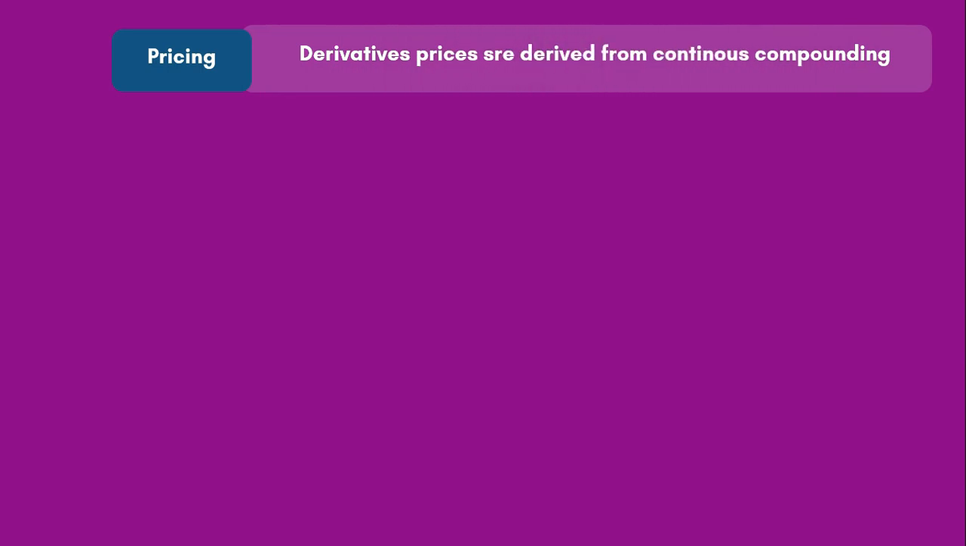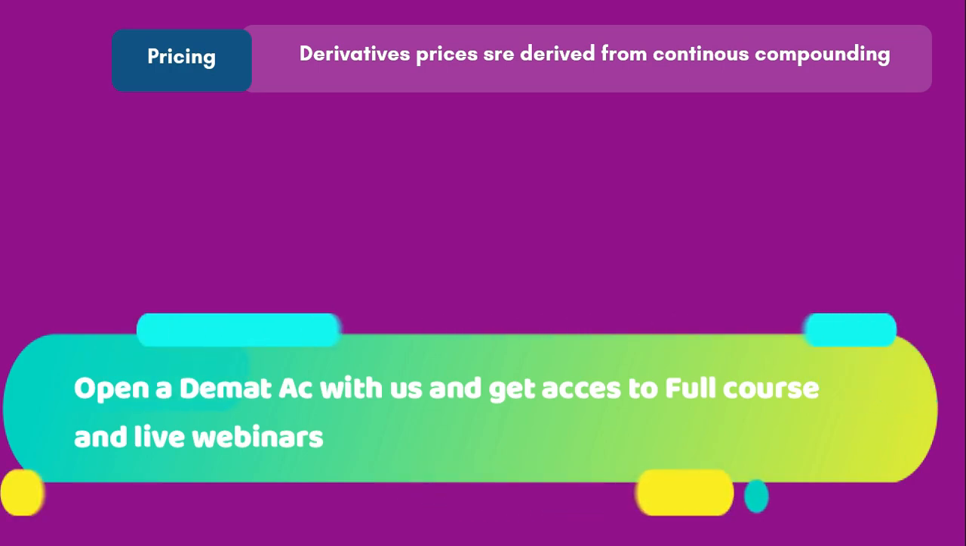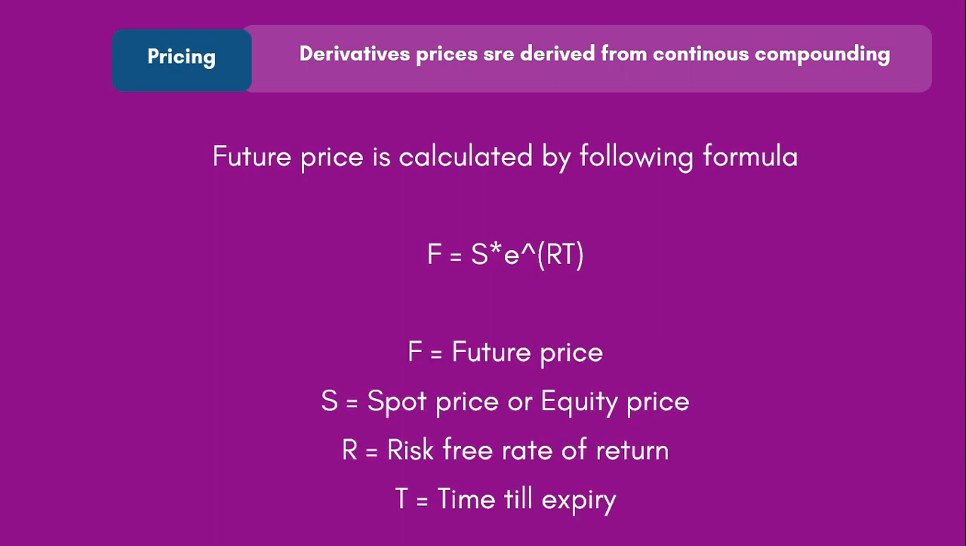Let's first talk about pricing of derivatives. We have already seen in our previous lessons on futures that the futures pricing is decided on the continuous compounding method. I have given the formula that futures prices are derived by the following formula: F is equal to S into e raised to RT, where F is future price, S is spot price or equity price, e is nothing but exponential, R is risk-free rate of return, and T is time till expiry.